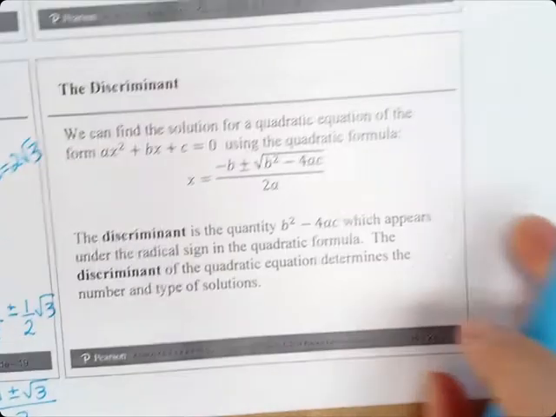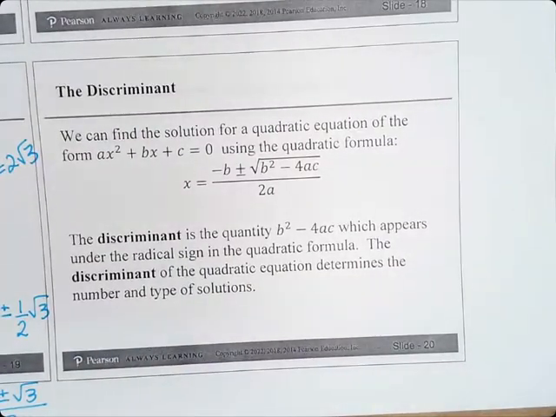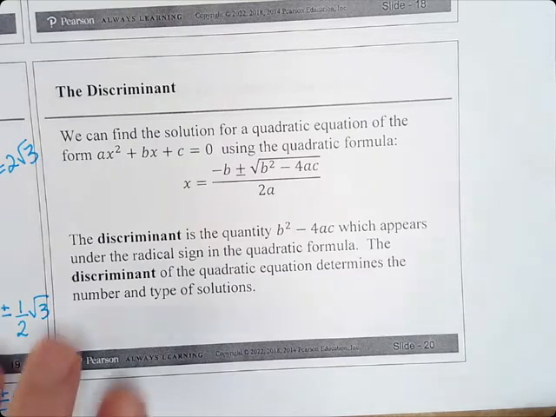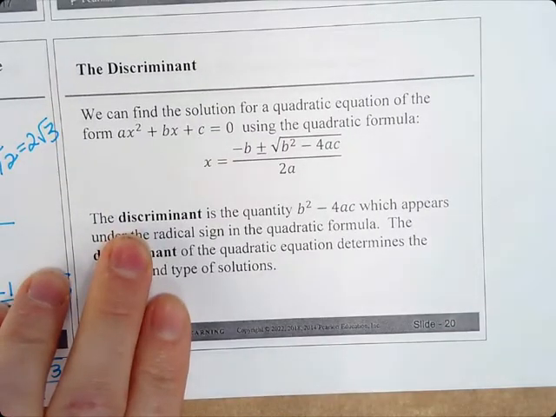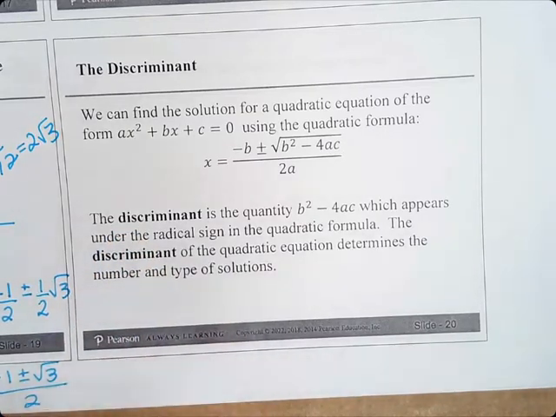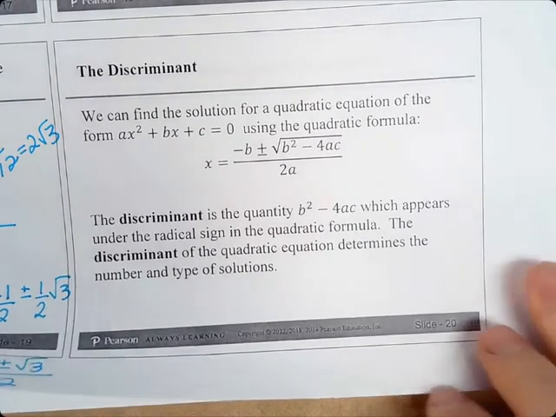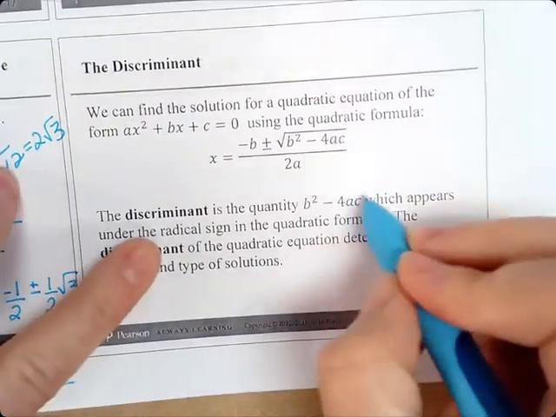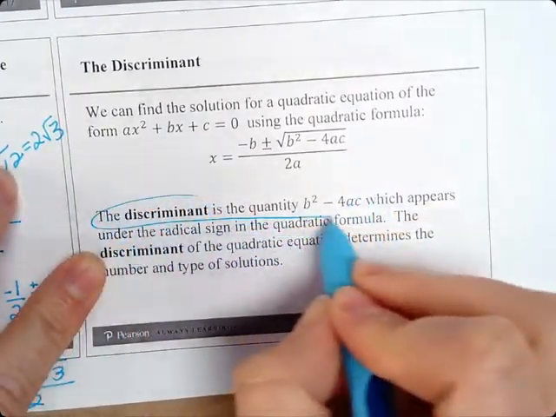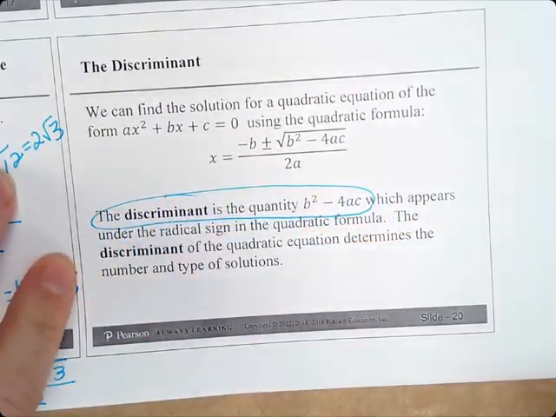All right, the next slide, it says we can find the solution for a quadratic equation using the quadratic formula. The discriminant, that is what tells us what kind of solutions and how many. So you could have no solution, one solution, two solutions, and then you could have imaginary solutions as well. So the discriminant is this, b squared minus 4ac.